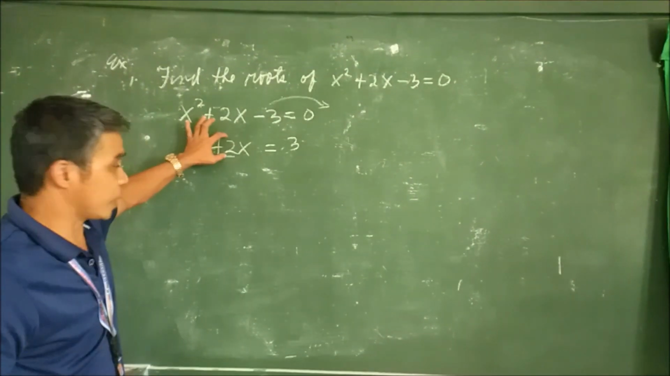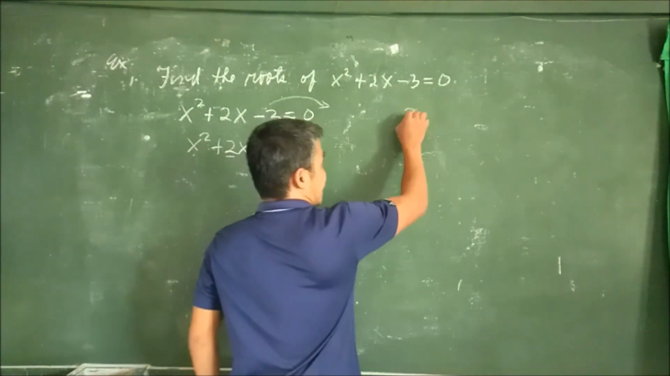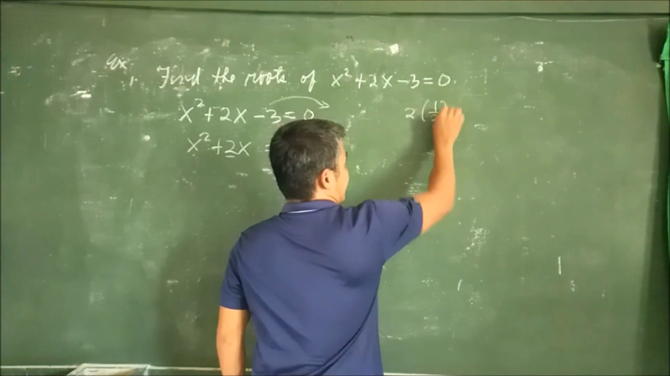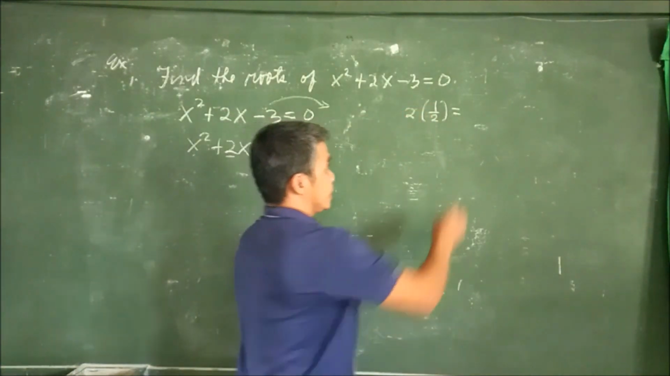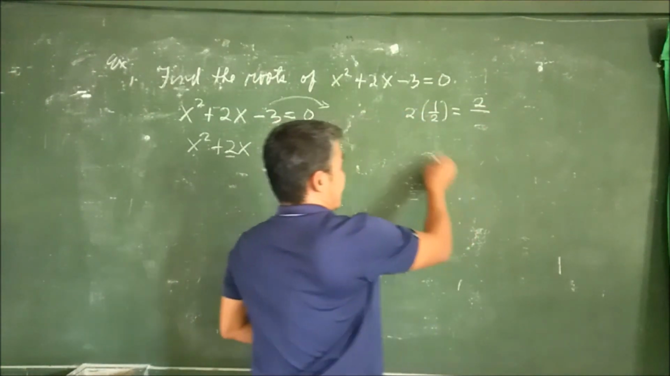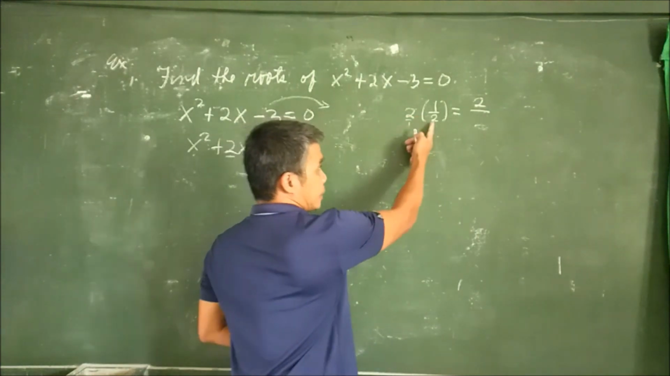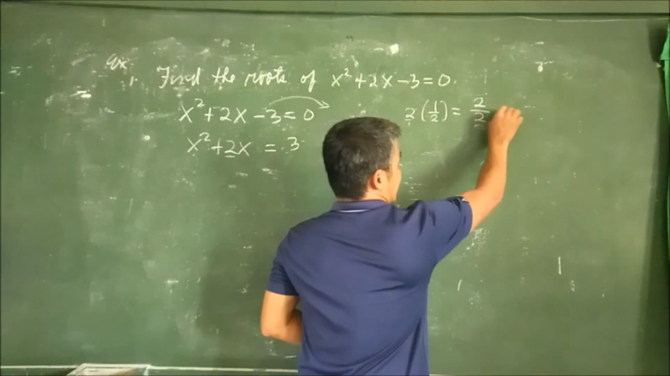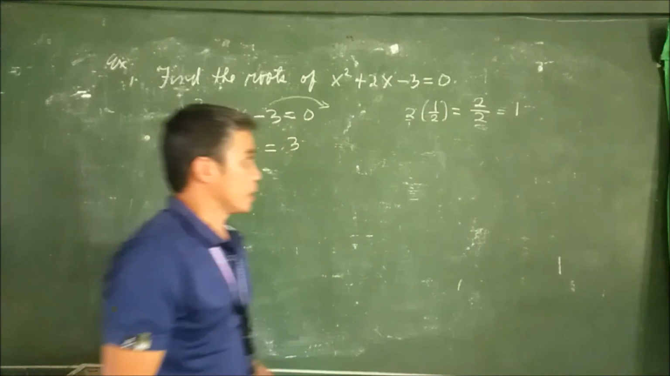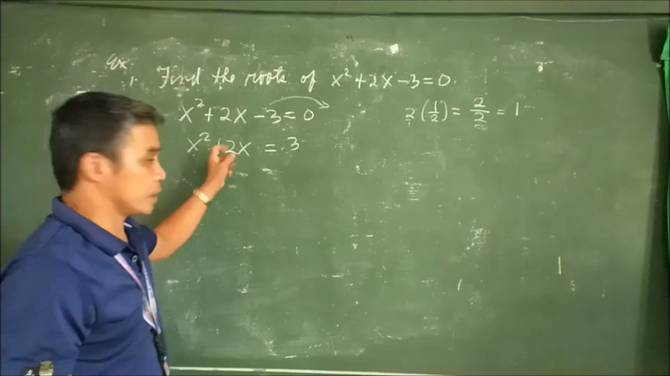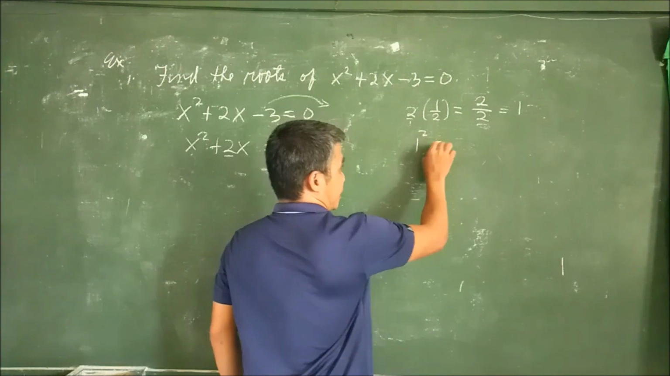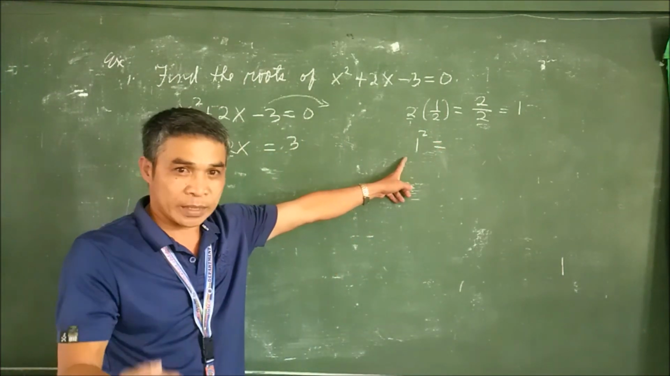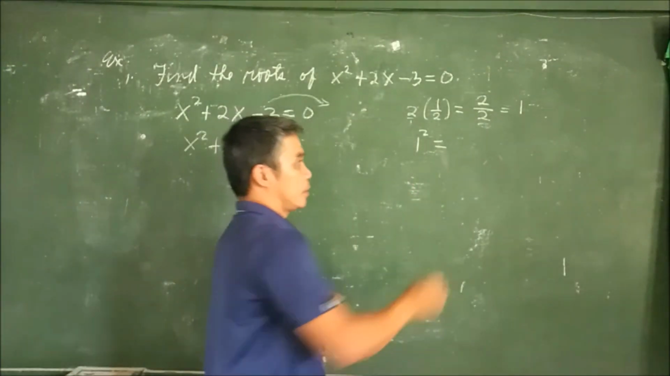Okay, para makuha ang 1/2 ng 2, ita-times natin yan ng 1/2. Then, 2 times 1 is equals to 2. Then it is understood na meron 1 sa ilalim. Then 2 divided by 2 equals 1. Okay, yan ang 1/2 ng ating 2. Then, i-square natin yung 1. Ang ibig sabihin niyan ay 1 times 1 is equals to 1.